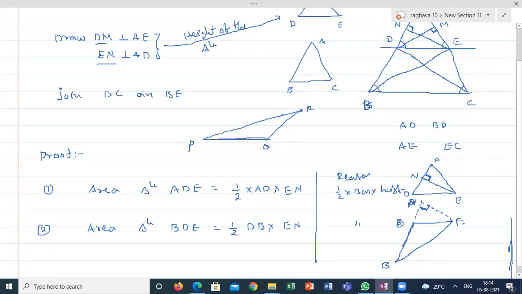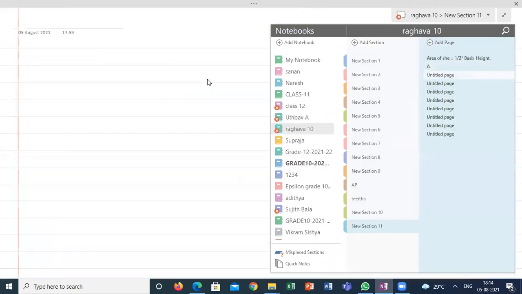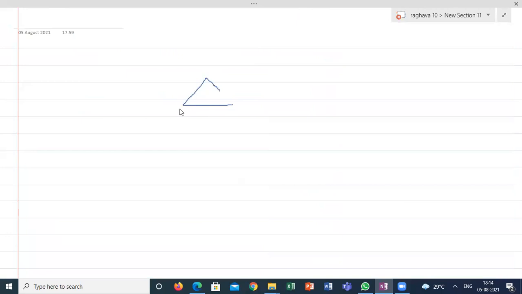So the definition of the height is: drop a perpendicular to the opposite side. If the opposite side is not intersecting because of an obtuse angle triangle, extend this line. So this is the height of the triangle. This is the definition of the height of the triangle. Height of the triangle means you draw a line here. What is the height of the triangle definition, guys?